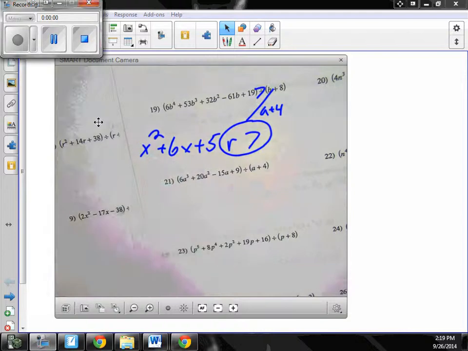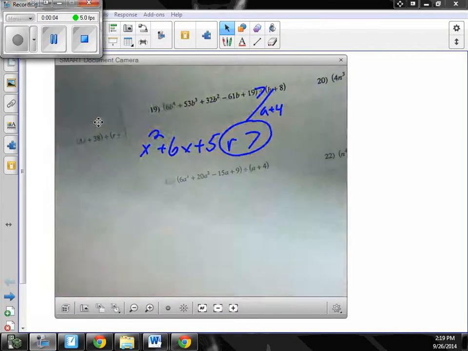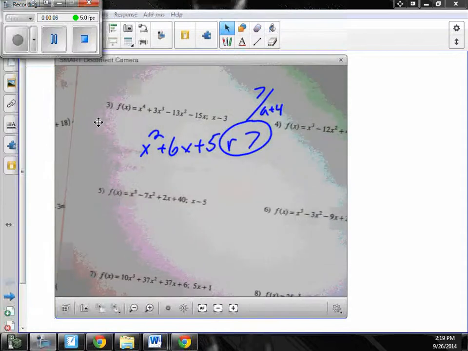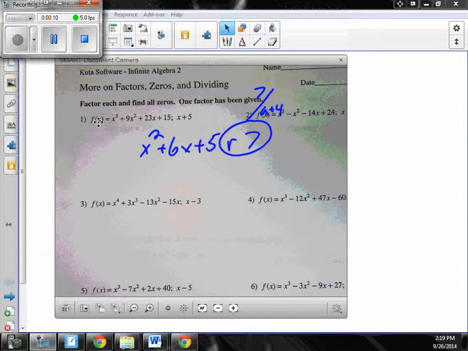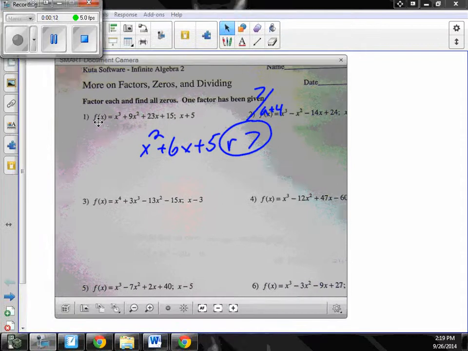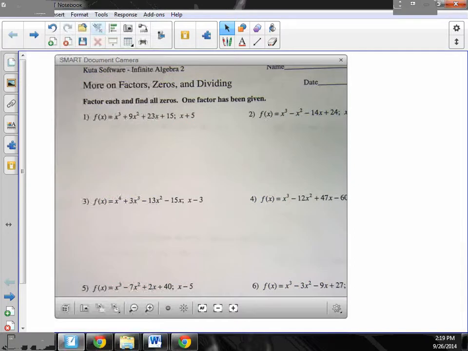Problem on your worksheet, if I can find mine. There it is. So this says, factor each and fill in all the zeros. One factor has been given. So I need to find all of the roots of this polynomial. You could graph it and find the roots that way, but we're using factoring only.